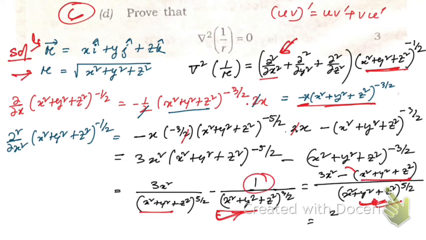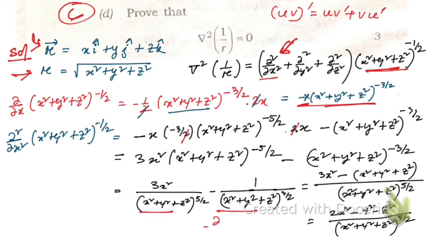Hope you have understood these things. These are very simple things. If you remove the brackets and evaluate, you will get 2x square minus y square minus z square, whole over (x square plus y square plus z square) to the power 5 by 2. So this is the second order derivative of 1 by r, that means (x square plus y square plus z square) to the power minus 1 by 2, with respect to x.